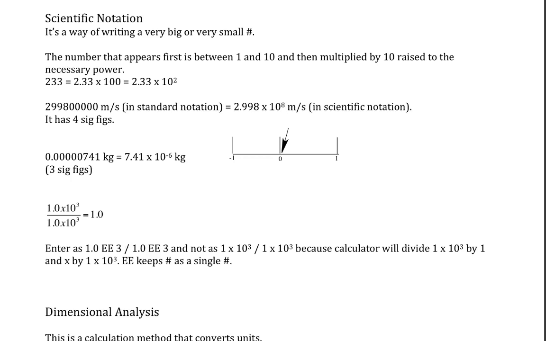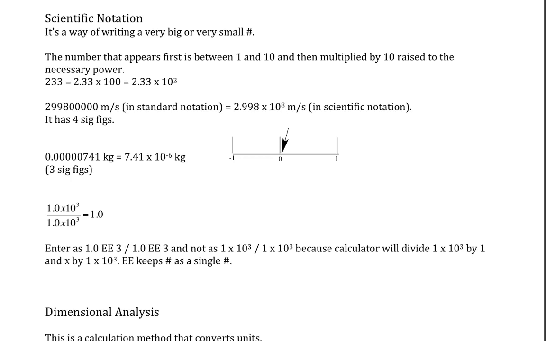Notice we have minus 6, and that is because we have a very small number. This 7.41 times 10 to the minus 6 is a positive number, and I'm trying to emphasize that by showing the number line and the arrow there. Indeed, it's a very small number, but it's a positive number.